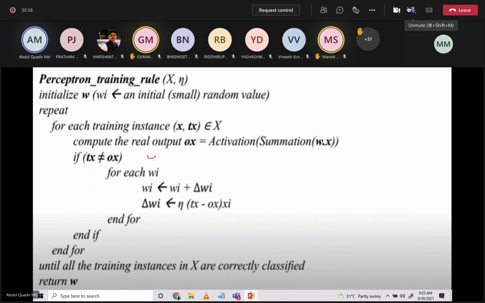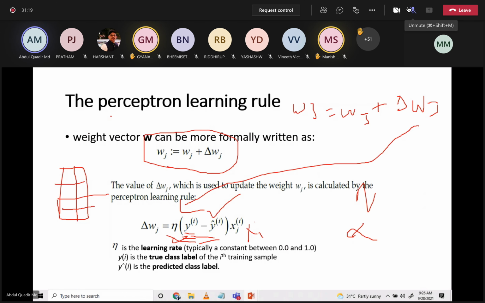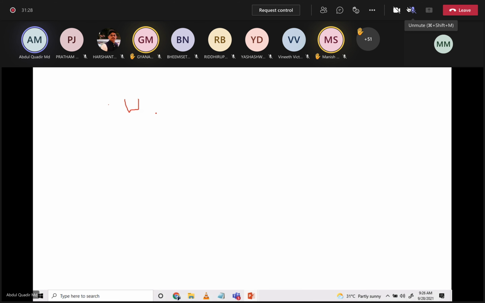Yes? 0 not equal to 1. If it is not equal, then you update the weights. Now what is the formula to update the weights? The formula to update the weights is, as I told you, Wj equal to Wj plus delta Wj. I'll just write it down in simple terms.